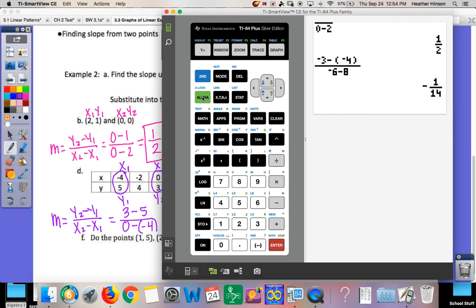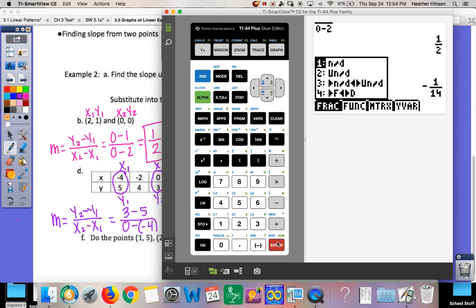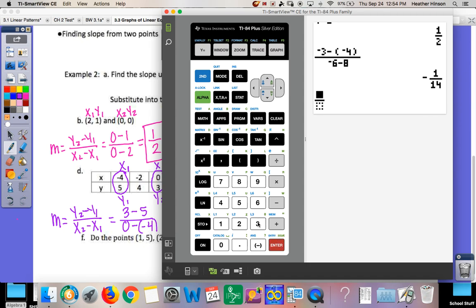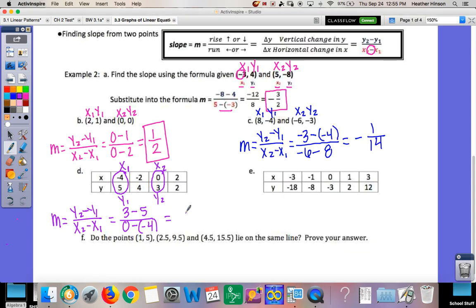So to get your fraction, alpha y equals, enter. We're going to do 3 minus 5 on top, 0 minus a negative 4 on the bottom. Don't drop your parentheses. Fix that. And then we hit enter. And our slope is negative 1/2. Again, if you work it out by hand, make sure you simplify it. If you put it in the calculator, it will simplify it for you.